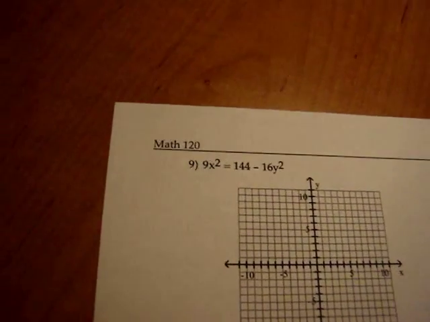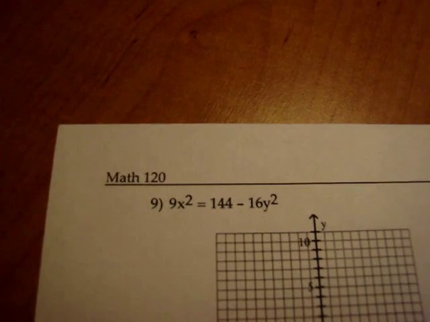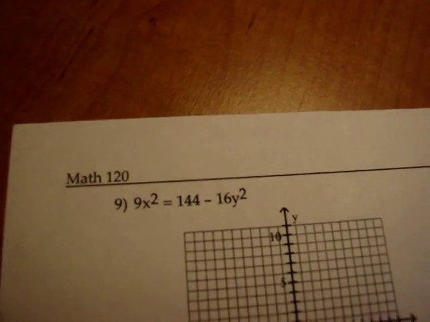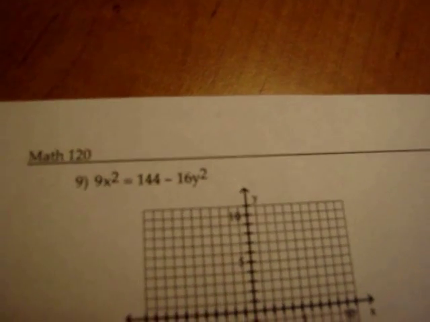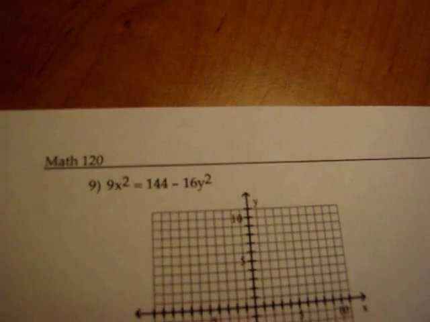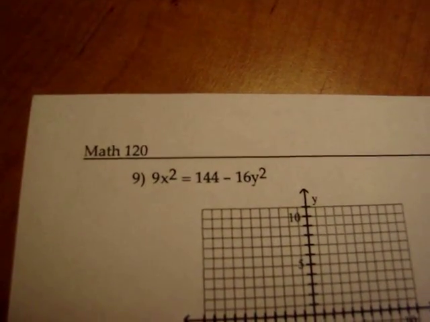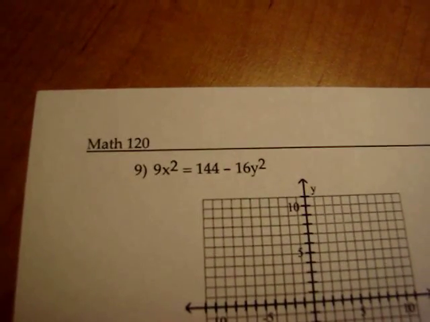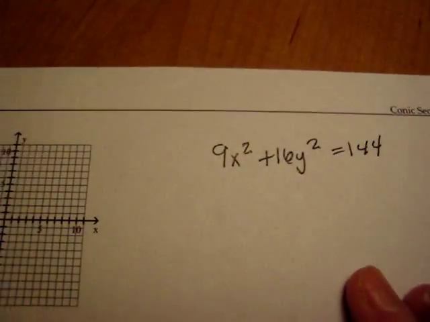Next, we're going to graph another ellipse. Now this equation is not in standard form. So the first thing we're going to do is get the x squared and y squared over on the left hand side and leave that 144 on the right hand side. So let me write that over here. I will end up with 9x squared plus 16y squared is equal to 144. Okay, there. Now you can see what I've done.